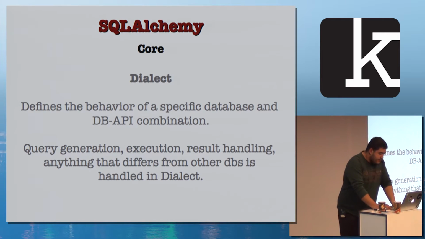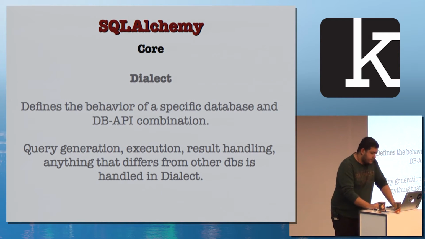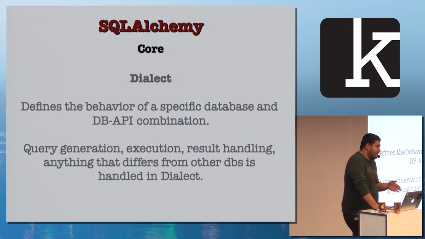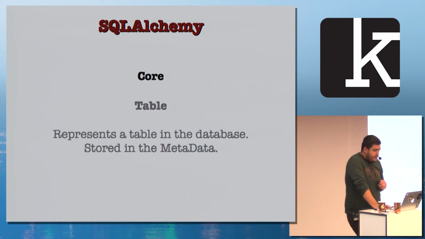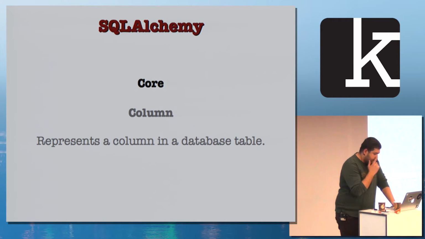Dialect is the class where SQLAlchemy generates queries, executes queries, or handles the results, which may vary from database to database. For example, a select statement could be different in Postgres and it could be different in SQLite. And the dialect class, when you construct your query, generates the query that you want according to that database. Metadata is the class that is bound to an engine or a connection which holds the table and column information. And the table class is the class that you map your tables in the database to, which you store in the metadata. And the columns are simply the columns in your table.